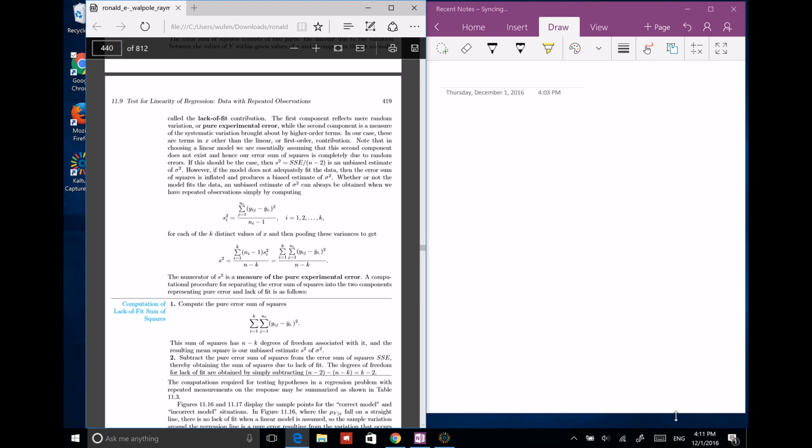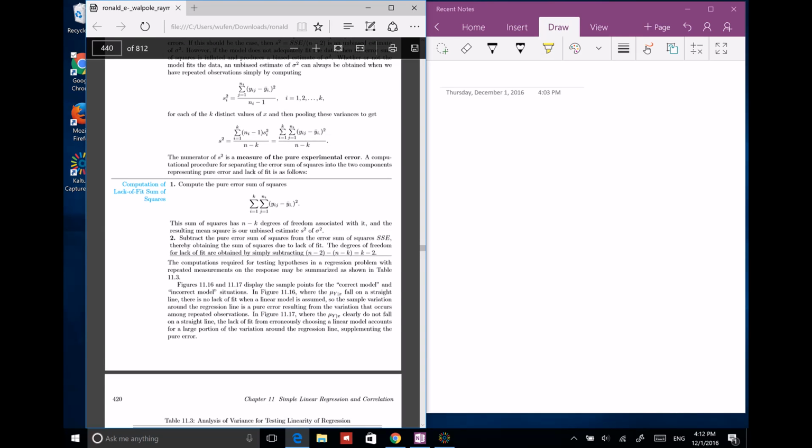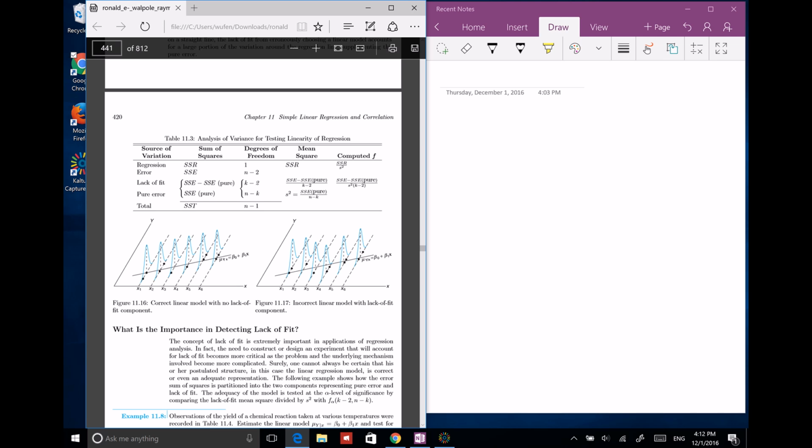So finding the S square, the error sum of squares consists of two parts. The first one is the amount due to the variation between the variable y within the given value of x, and the second component is normally called the lack of fit contribution. The first component reflects more random variation or pure experimental error, while the second component is a measure of the systematic variation brought by the higher order terms. In our case, these terms are x terms other than the linear or first order contribution. Okay, so if we choose a linear model, we essentially assume that this second component does not exist. Hence our error sum of squares is completely due to the random errors. Okay, there is no systematic error, just the random error. So we can use this method to test if it's a linear function or not. Basically, we want to compare the computed value with the F value, I think.